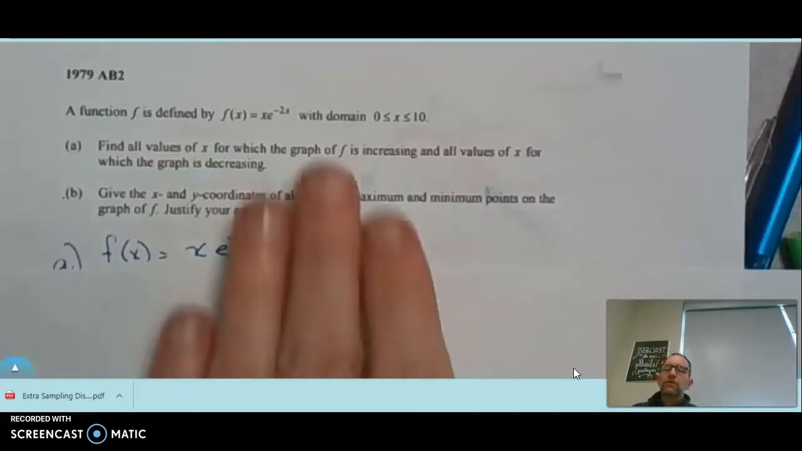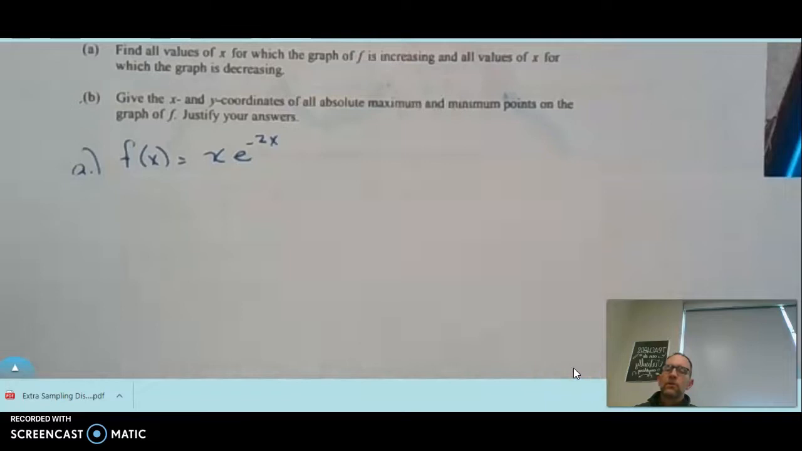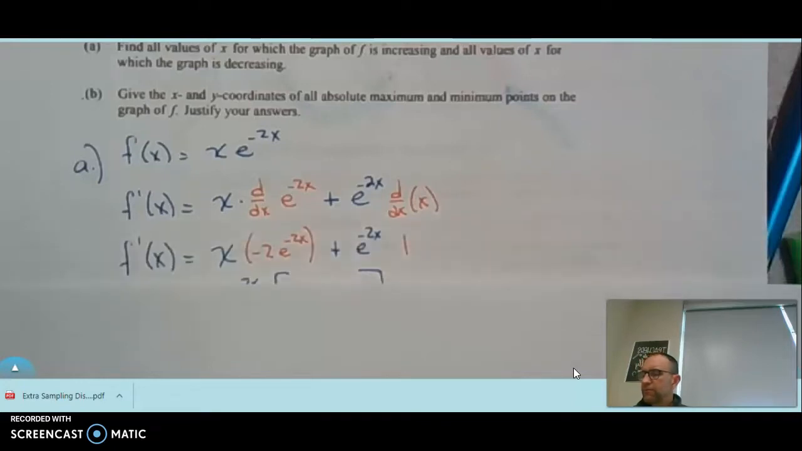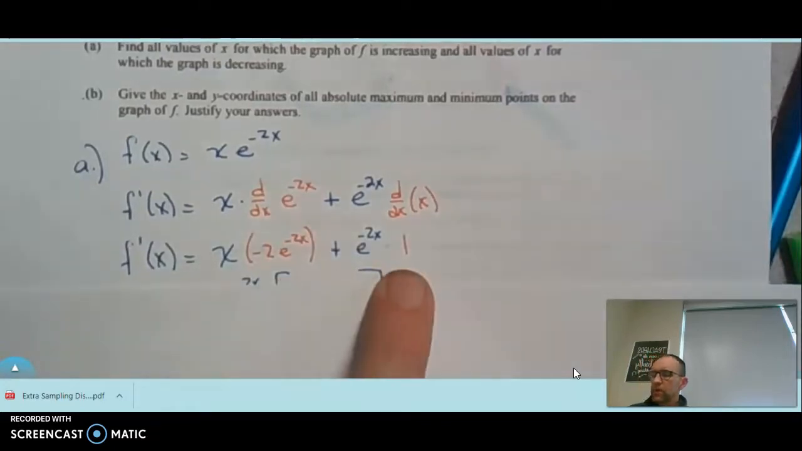When I look at this particular function here, and I look at finding the derivative, I think about the product rule. So I'm going to take the first factor times the derivative of the second, plus the second times the derivative of the first. We know the derivative of e to the stuff is e to the stuff times the derivative of stuff. So we use the chain rule here. And the derivative of x is just 1.